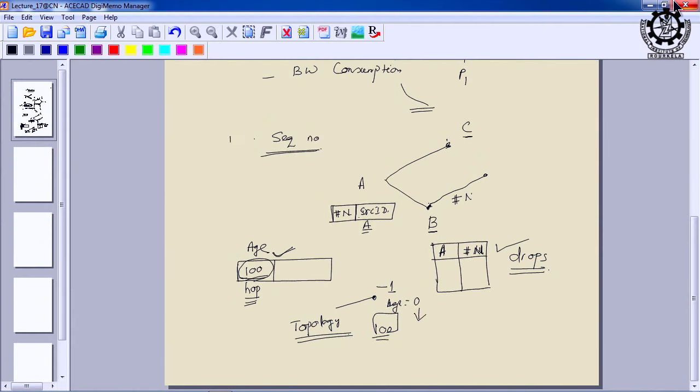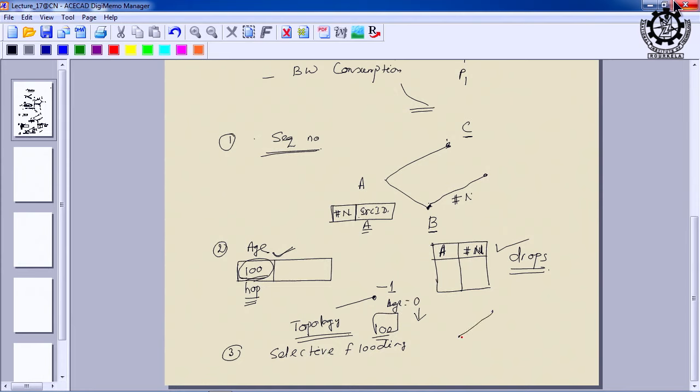Another third option is, if this is the first and this is the second option, then the third option is called selective flooding. What selective flooding says is, if a node understands the location of itself, it must know the location of its neighbor as well. Which nodes are to the east, which nodes are to the north, or any other direction. So, instead of forwarding the packets in every direction, it can forward in only one direction.